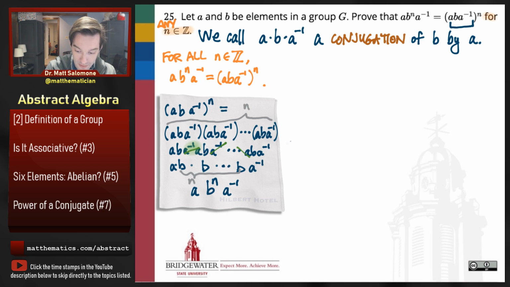Let G be a group and A and B be elements of G. If n is an integer, then A times B to the n times A inverse is equal to the quantity A, B, A inverse to the power n. All right, so let's get that up on the screen here.